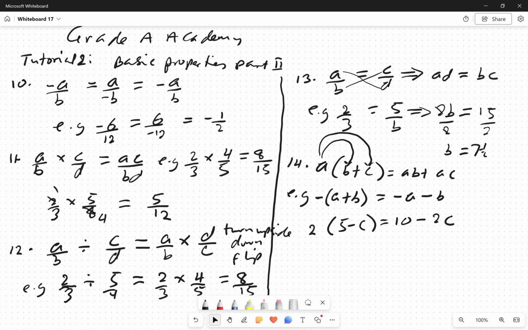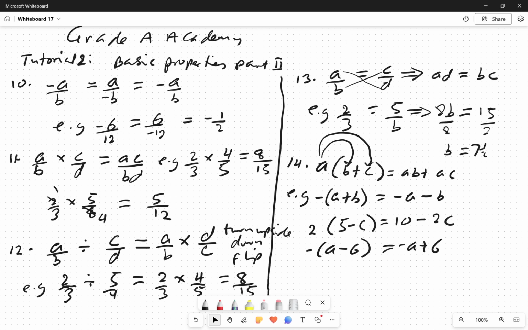We can also have, let's say, minus and then A minus 6. Well, it means -1. So -1 times A is minus A, and -1 times -6 is plus 6. And that is how we do this.